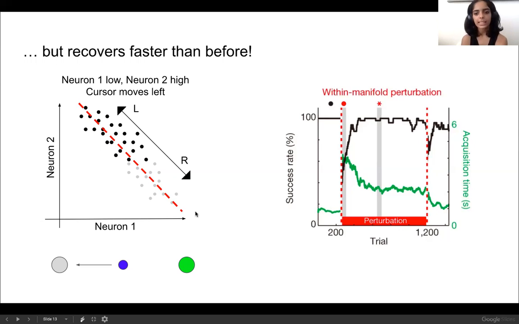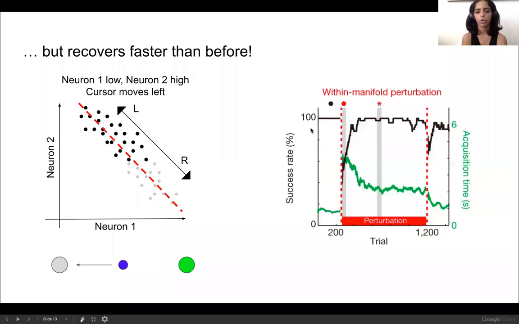So the interesting thing is that there is some memory of this initial thing preserved even when the animal learns this new mapping. And so they're going to call this kind of change that they did a within manifold perturbation. And it will become clear why they use that terminology in a second. But I hope it's clear to you all what they did here.